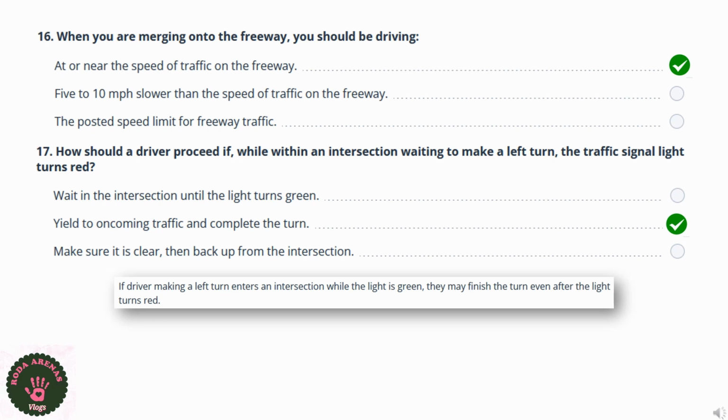Note, if a driver making a left turn enters an intersection while the light is green, they may finish the turn even after the light turns red.